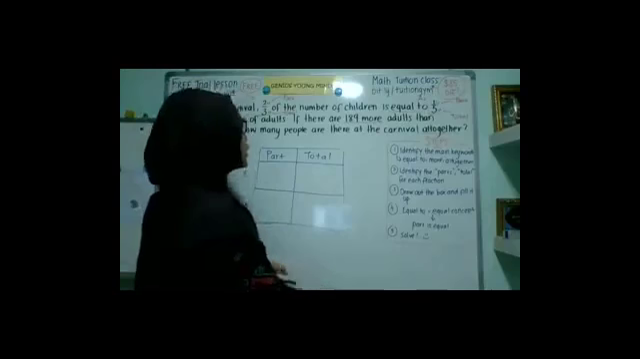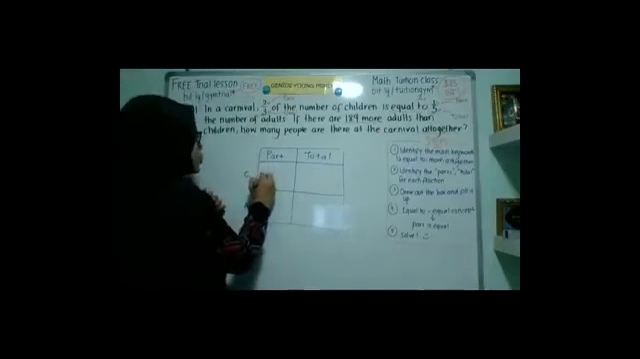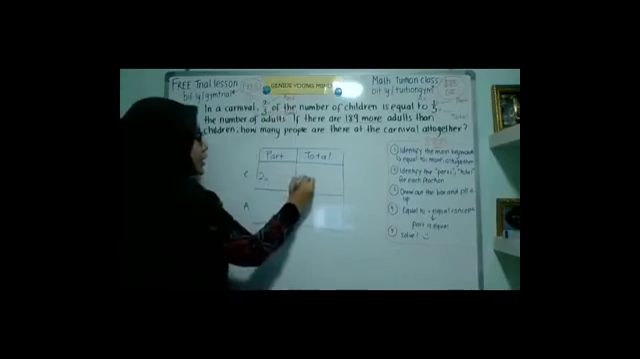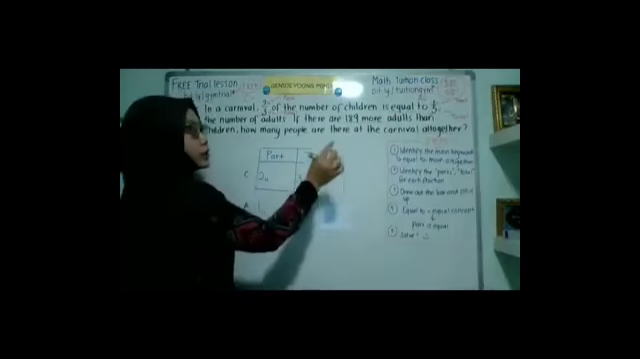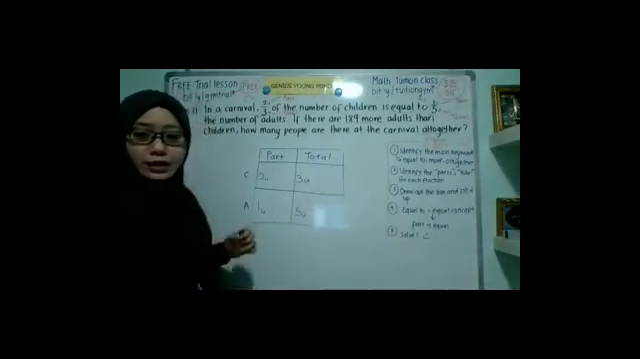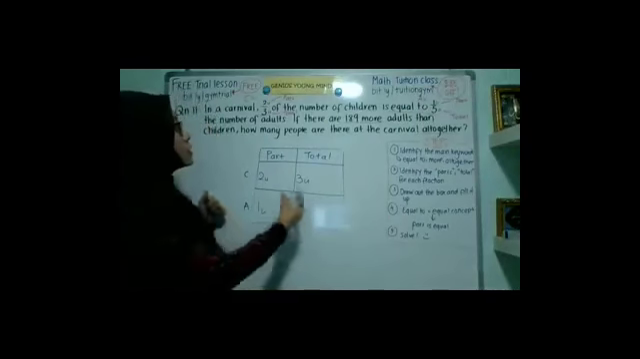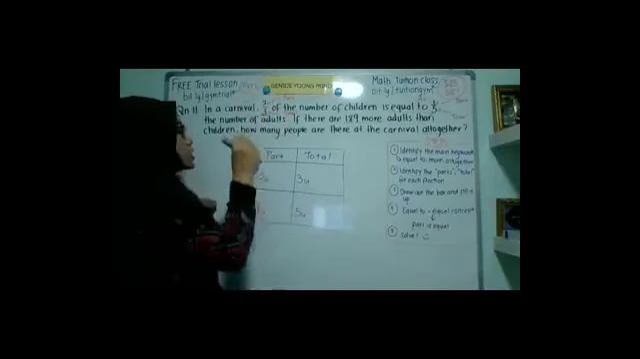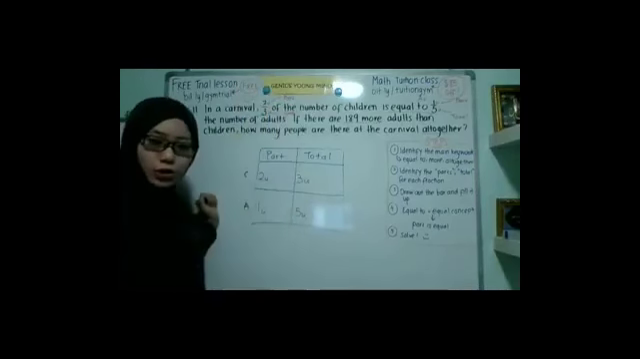Alright, so we have children part. Children part is 2 units. Children total is 3 units. Adults part is 1 unit. Adults total is 5 units. You can see that it's very easy because what I have to do is just take the units from the question, which I already identified, into the box.